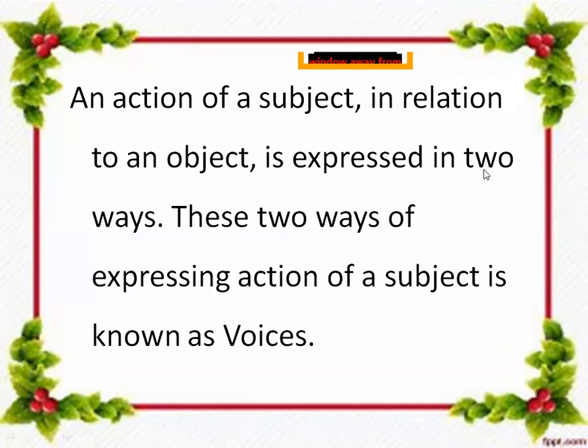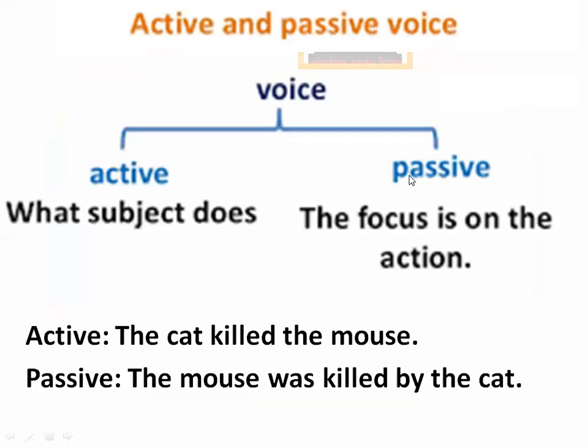We have some kind of revision right now. An action of a subject in relation to an object is expressed in two ways. We have already done this: any action performed by a subject in relation to an object, whatever work or action the subject is performing on the object, is always expressed in two ways. These two ways of expressing the action of a subject are known as voices. So voices are subdivided into active and passive voice.